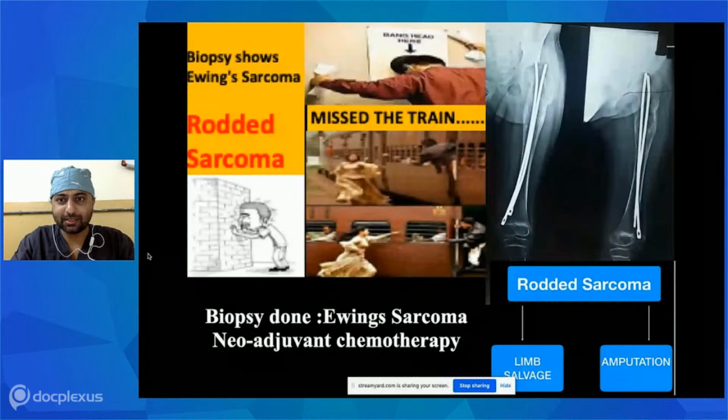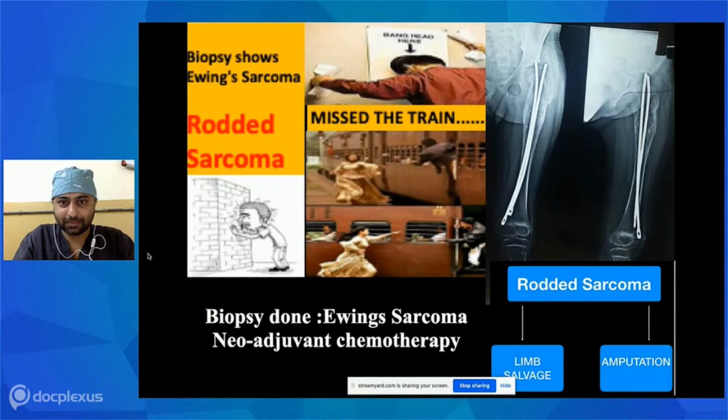This means that we will excise the whole of the femur, resect it, and put in an artificial prosthesis. As it was a growing kid, we had to put in a prosthesis which will grow according to the size of the patient. Meaning, as the patient's height increases, the length of the prosthesis will also increase.